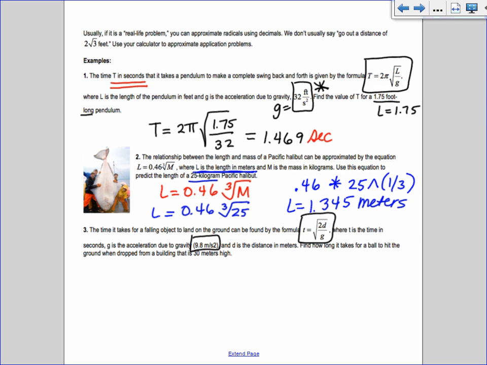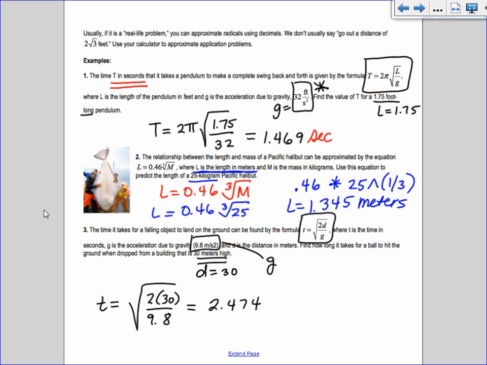Find how long it takes for the ball to hit the ground when dropped from a building that is 30 meters high. So when you see 30 meters high, that is your distance. So d is 30. The gravity thing was g. So we have everything we need. So we have t equals the square root of 2 times 30 all over 9.8. And we put it all in together. Has anybody found it yet? 2 times 30 divided by 9.8. So I get 2.474.